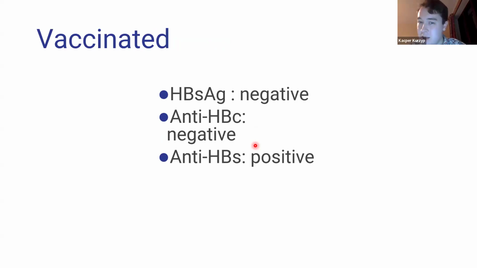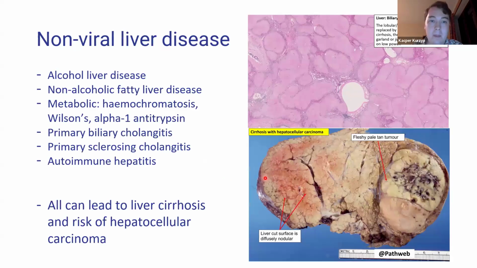And somebody that's vaccinated will be negative for antigen because they are immune, so there is no virus in their blood. Their core antibody will be negative because they haven't seen the virus. They haven't seen the core. It's not part of the vaccine. And the surface antibodies are positive. That's what's actually keeping them protected from the virus.